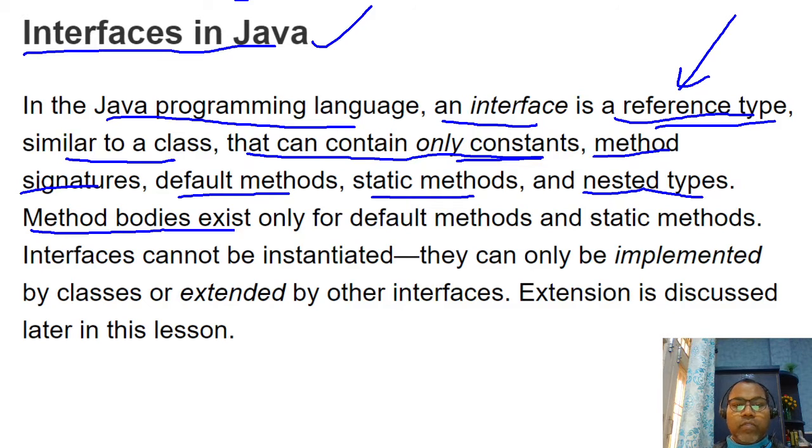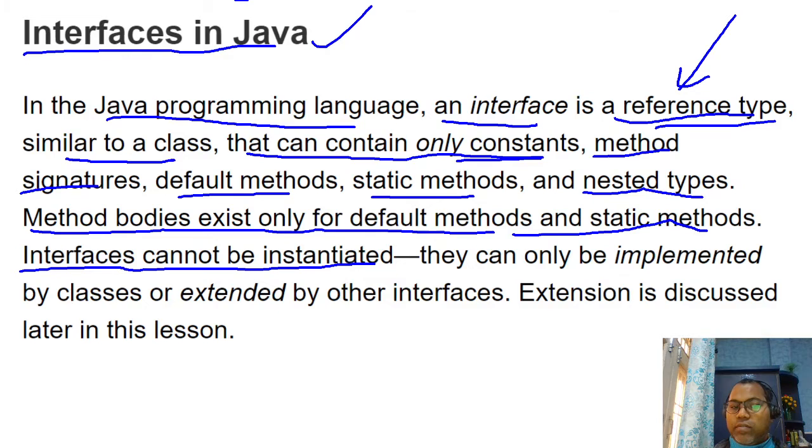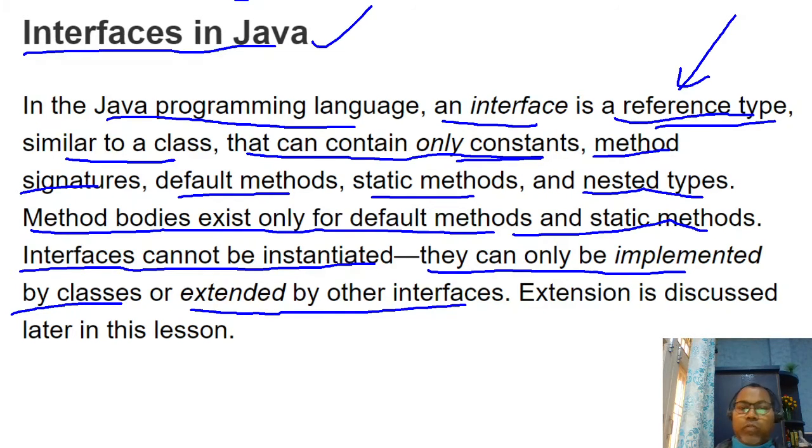A method body exists only for default methods. If you want to define a method body, you can do so for default methods and static methods. An interface cannot be instantiated, meaning you cannot create an object of an interface. Interfaces can only be implemented by a class or extended by another interface.